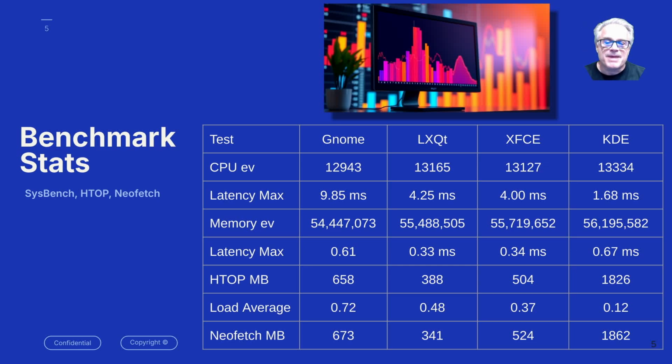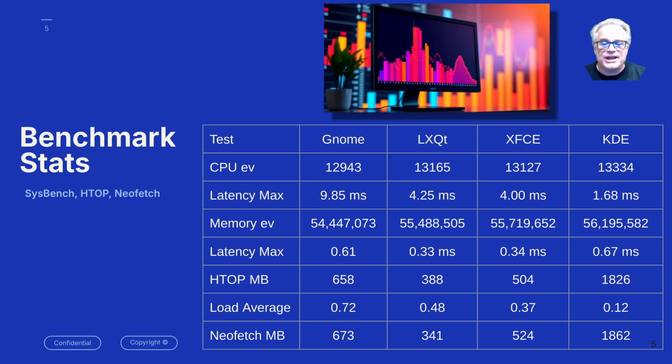And the latency max for the memory, we can see that the lighter weight environments here did almost have the memory latency for each of these tests. You can see that Gnome was 0.61 and KDE was 0.67, so the two heavy environments definitely had more memory latency, whereas the lightweight ones had 0.33 and 0.34, almost the exact same thing.